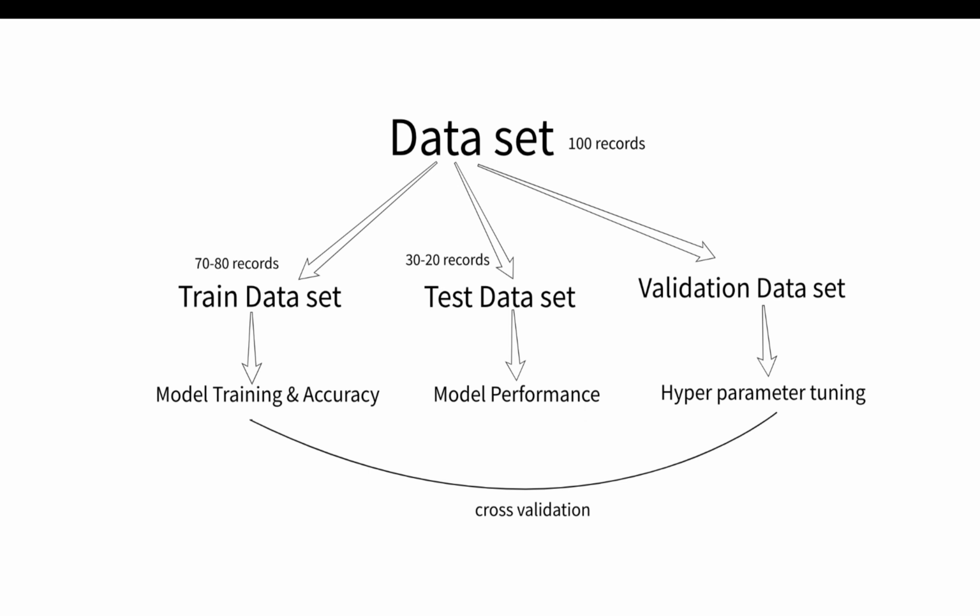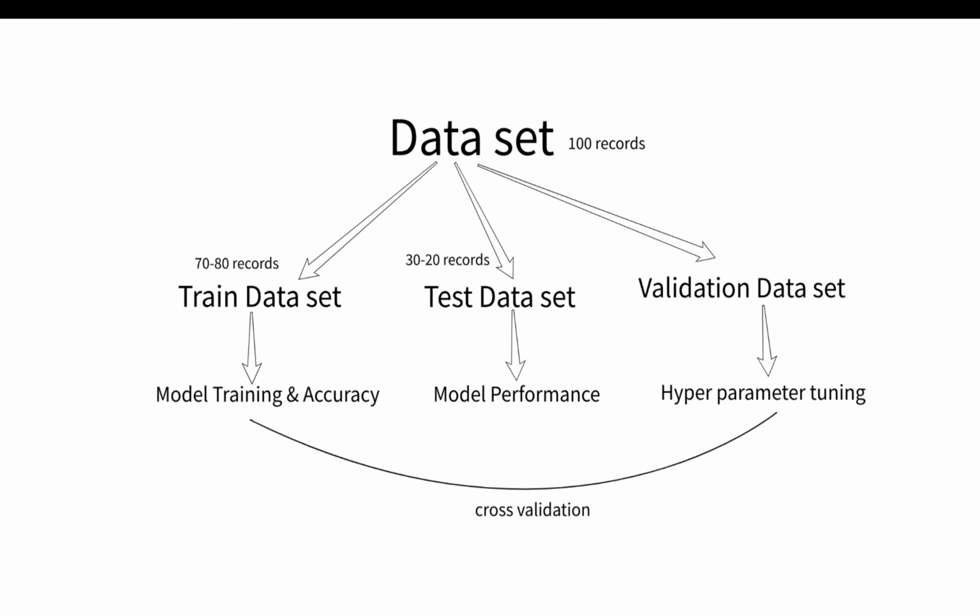Then you check the difference between the value of y which has been predicted by the model and the actual y, because your data set will have the actual y also. So you are going to compare. Based on that comparison, you will know your model performance. So that is your training and then the test data set. Out of 100 records, 70 to 80 records usually go to the train data set, and 30 to 20 records go to your test data set. The test data set is used to determine your model performance. The training data set is used to train your model and define the accuracy of your model.